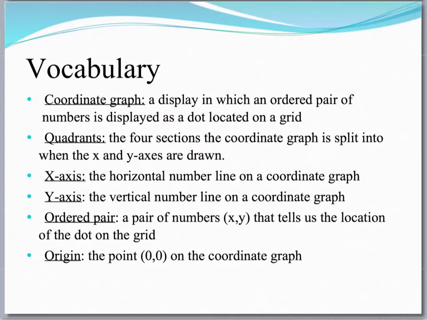The first term I'm going to go over is coordinate graph. You can see here that the definition is a display in which an ordered pair of numbers is displayed as a dot located on a grid. Coordinate graphs can actually be used for a lot of things. We're going to take a look at a coordinate graph here on the next slide.